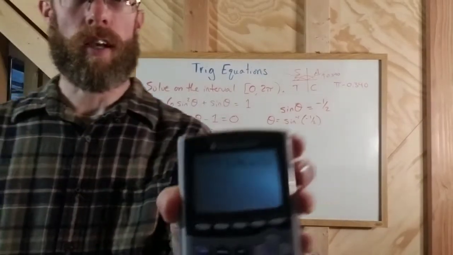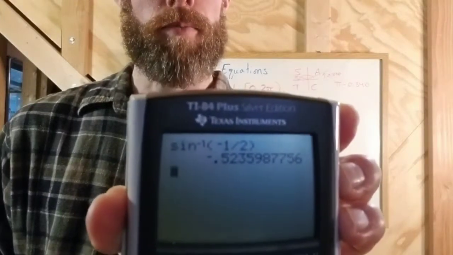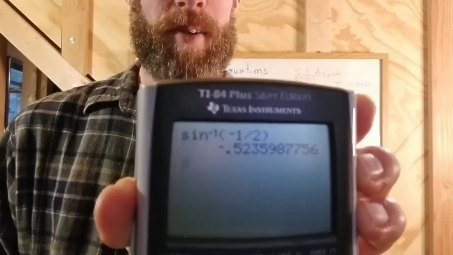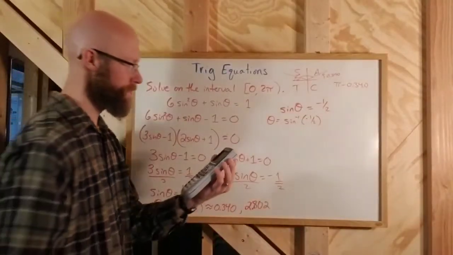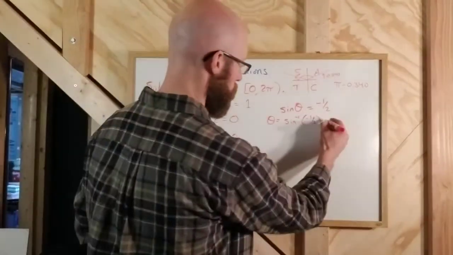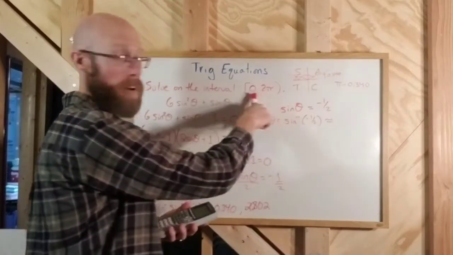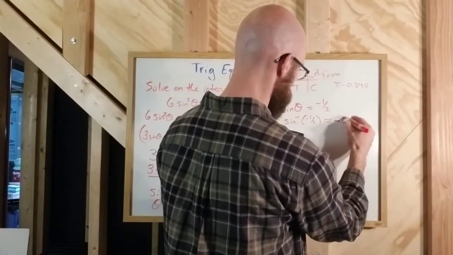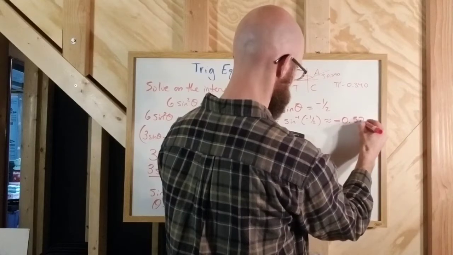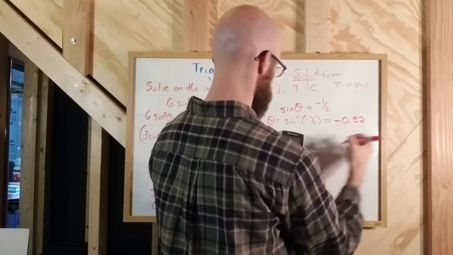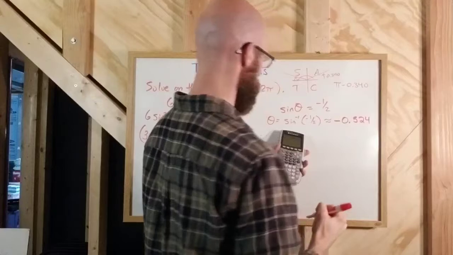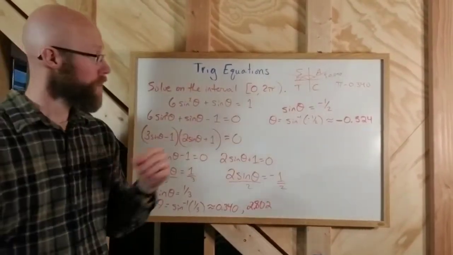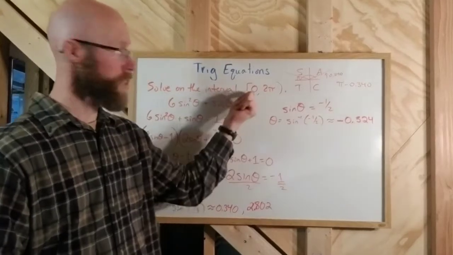Now what's interesting is I come up with a negative answer, right? Negative 0.523, whatever, I'm reading that backwards. And that's kind of weird because that's not in our interval at all. Right? A negative answer isn't even in that interval. Negative 0.524, I suppose, if I round that off to the nearest 1,000th. So this is not even in that interval.